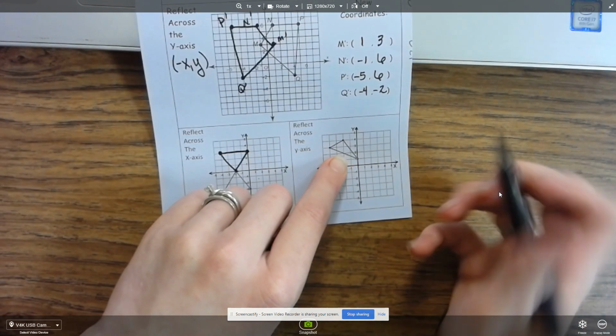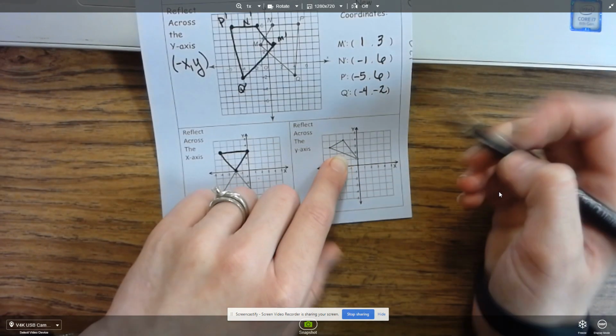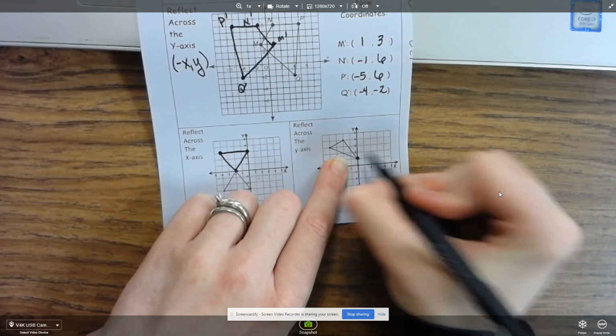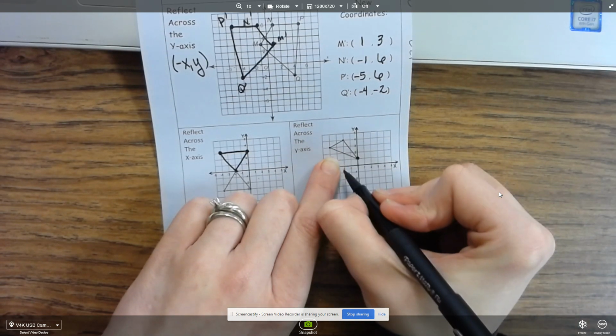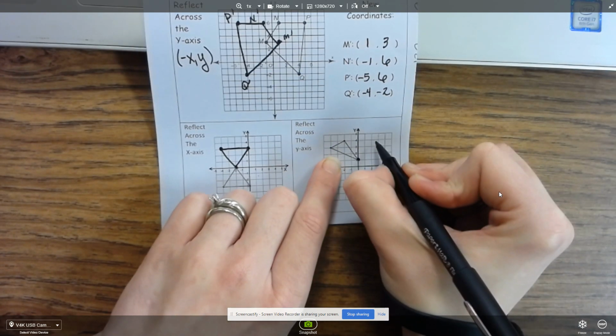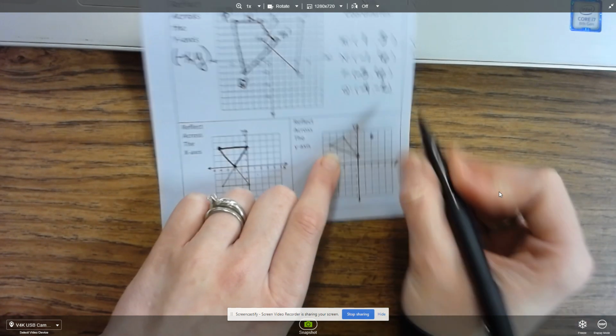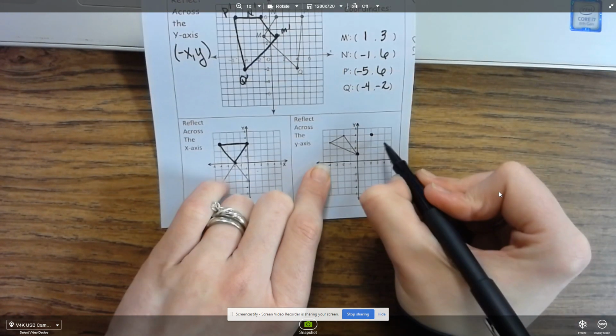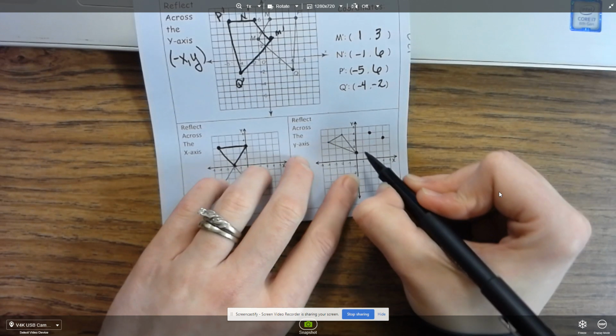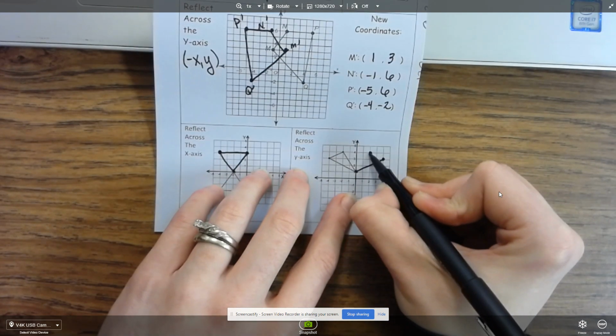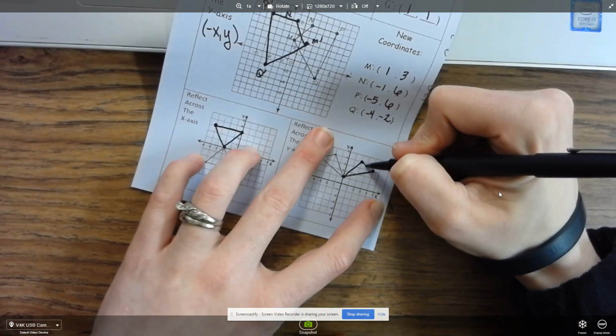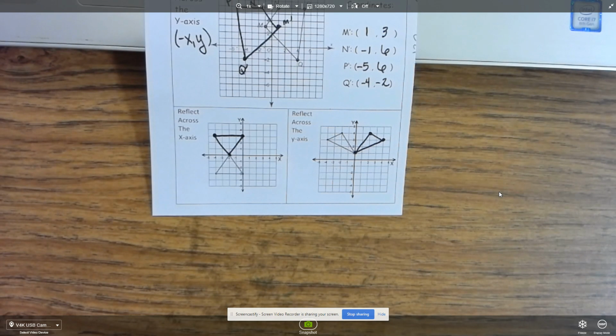And then we're flipping across the Y. So we're flipping this way. We change the X's. So this one's going to stay the same, but this X is at -2. So it would be at +2. And then this one's at -4. So it would be at +4. So that's it for this video.